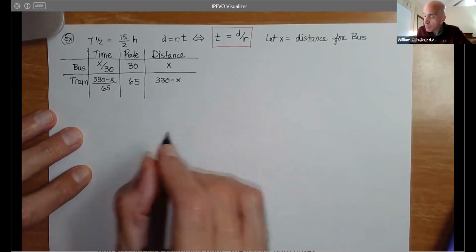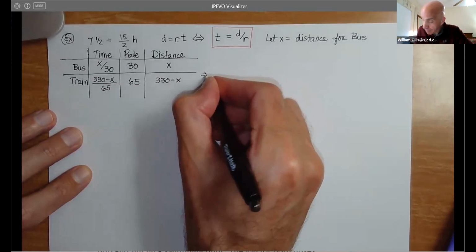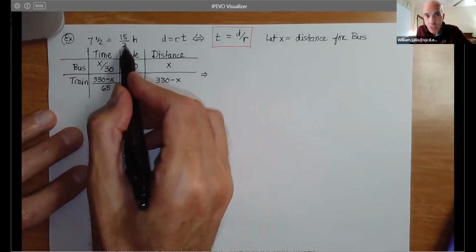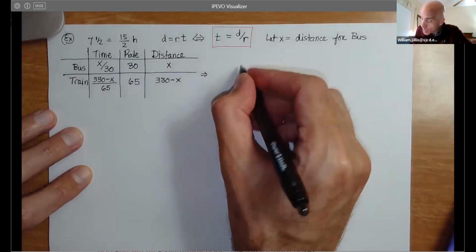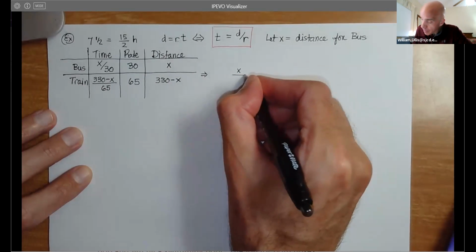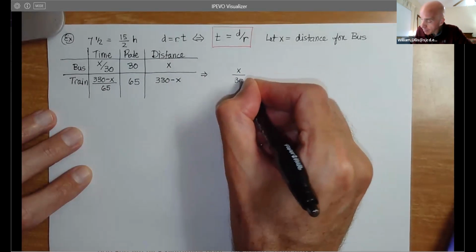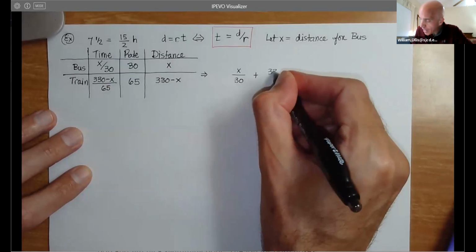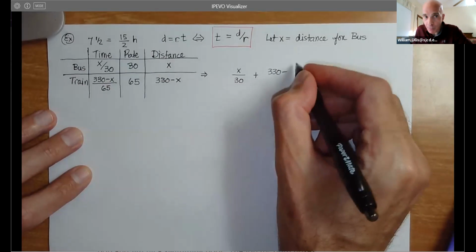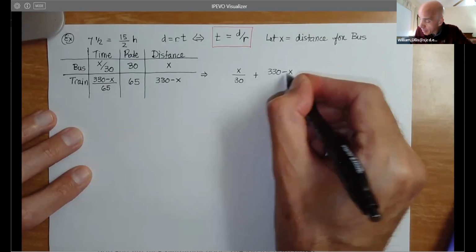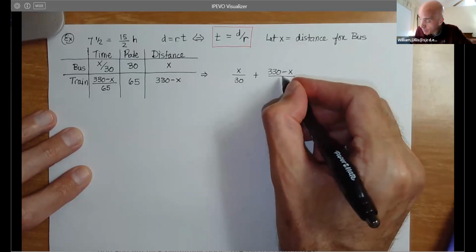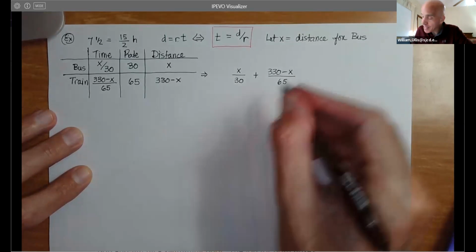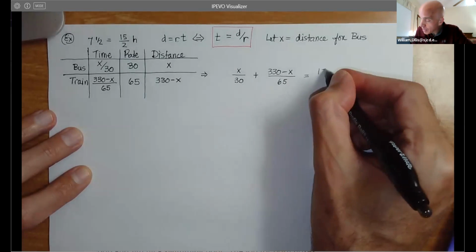So now this implies, again, we add the two times and that sum must be 15/2. So we have X over 30 plus 330 minus X divided by 65 equals 15/2. This is not even quadratic, but it's still formidable to solve with all the unfortunate numbers.